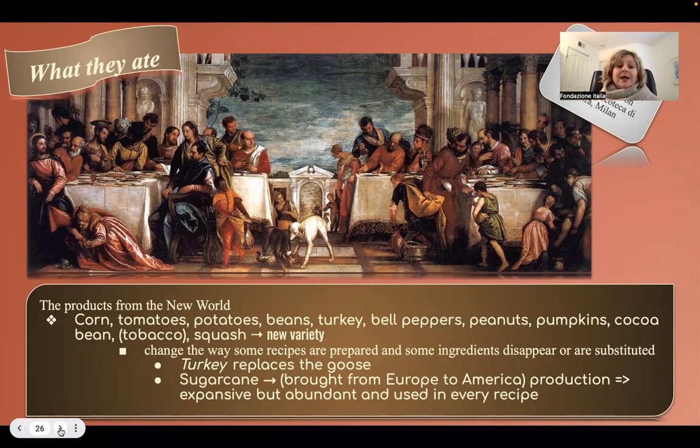And sugarcane, which actually from Europe gets brought to the Americas. And so now the production of sugar increases. And so sugar is also brought from the Americas. That's why there was a lot of sugar. It was very expensive, but that sugar was really used in everything.